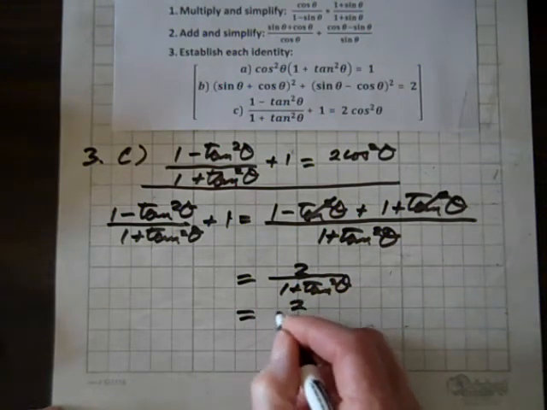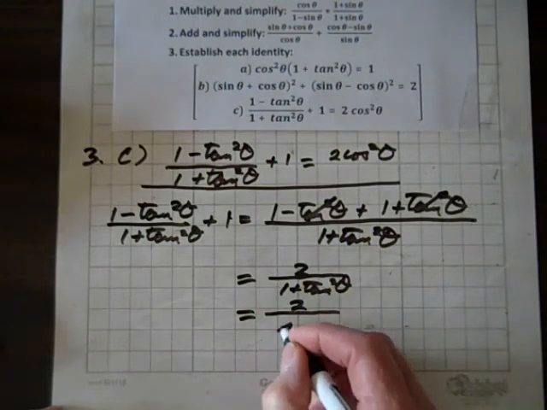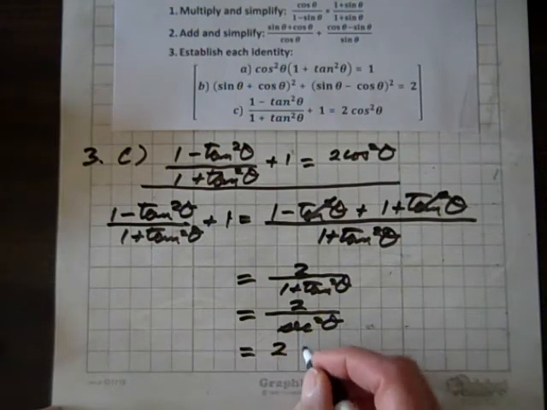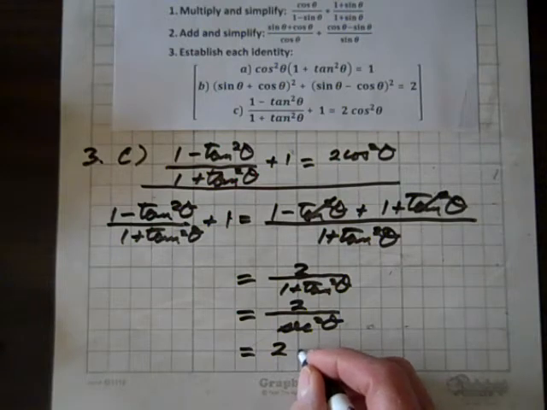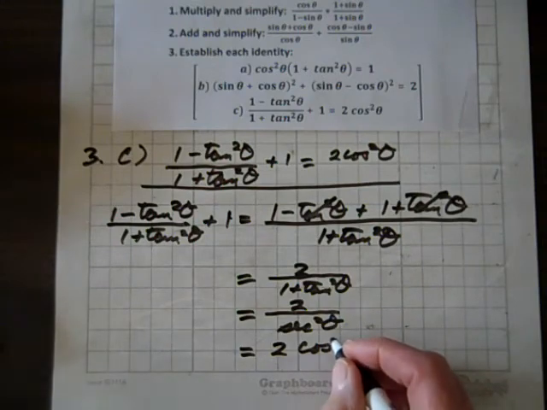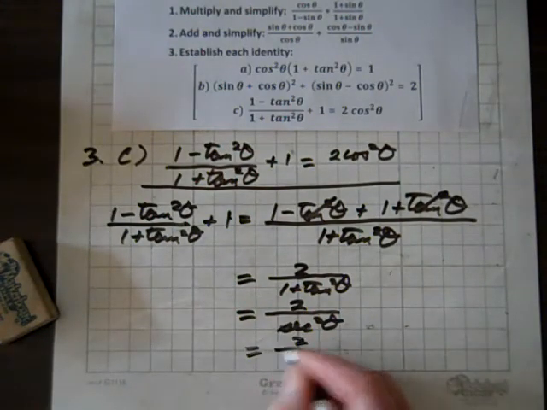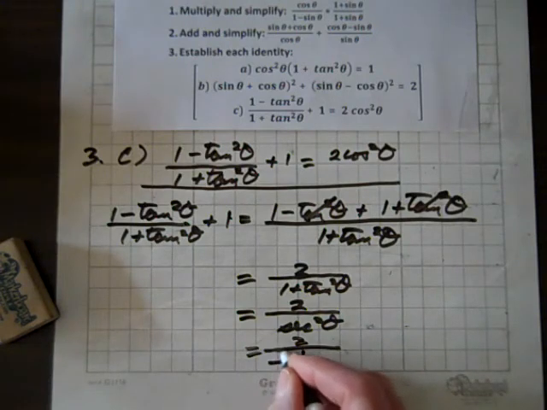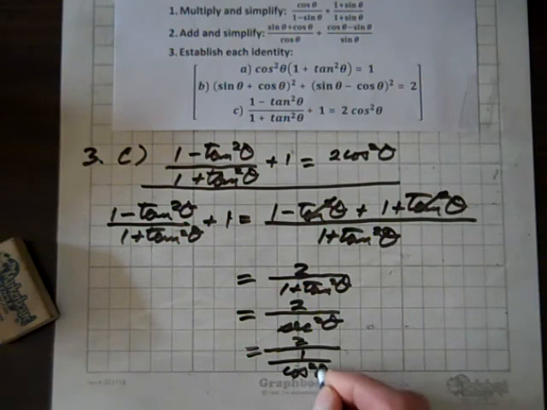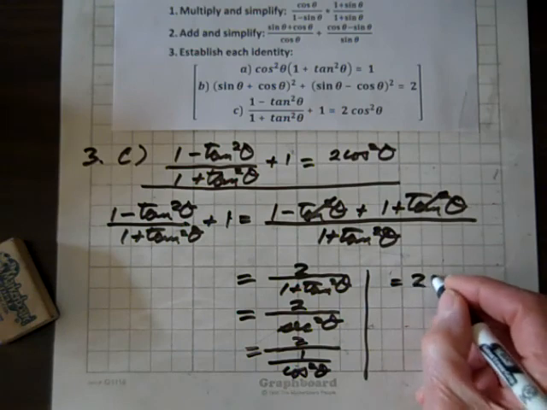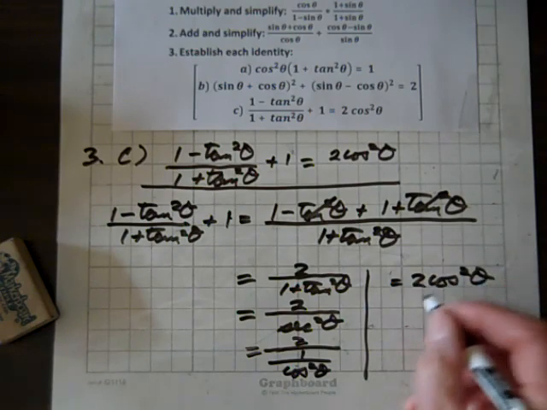But as you know, 1 plus tan squared theta, its identity is secant squared theta. And now if we rewrite secant squared theta in terms of cosine squared theta, we have 2, and invert and multiply, we have secant squared theta is 1 over cosine squared theta. In fact, let's just do that. Equals 2 over 1 over cosine squared theta. And when you invert and multiply, you get 2 cosine squared theta, and we're done.